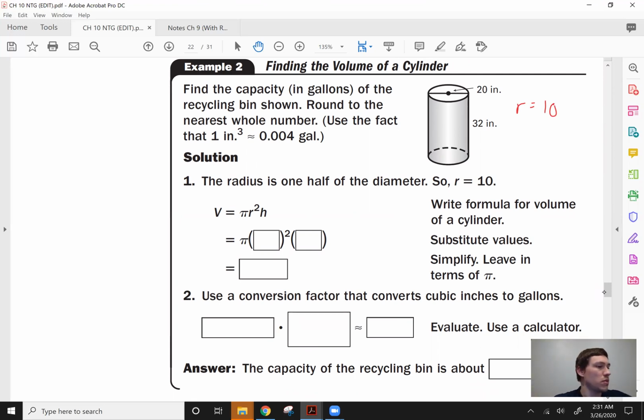So I go pi times 10 squared times the height, which is 32. And you plug that all into your calculator. So yeah, that's 3,200 pi.